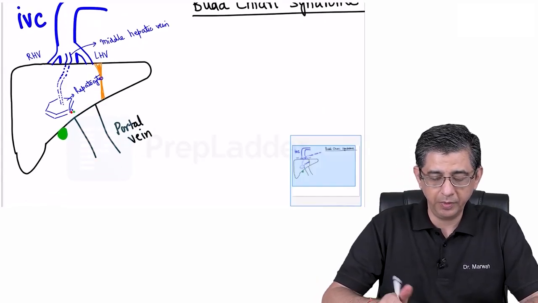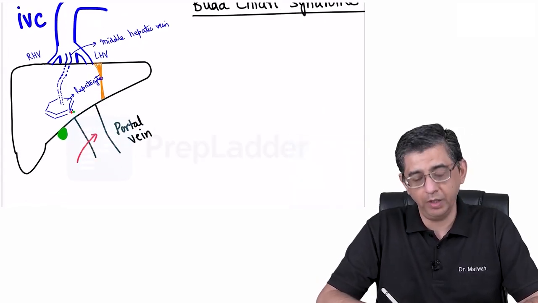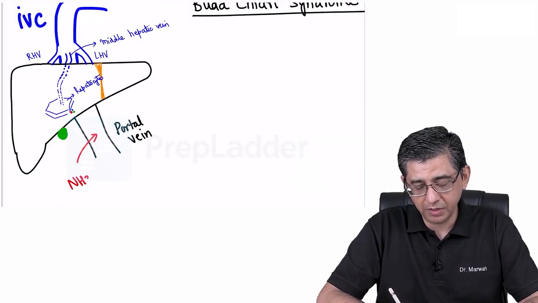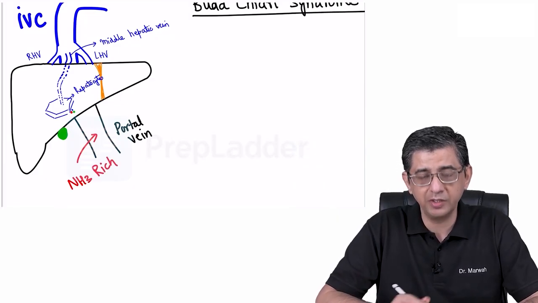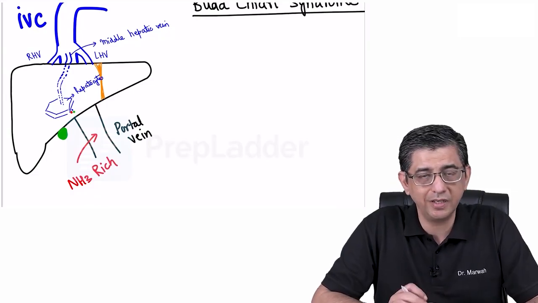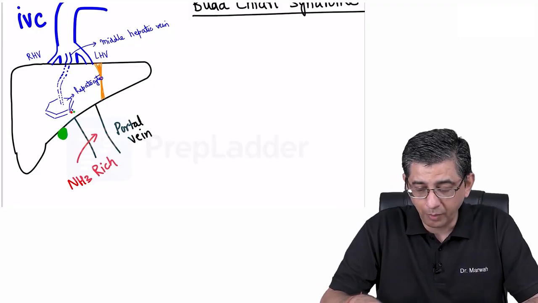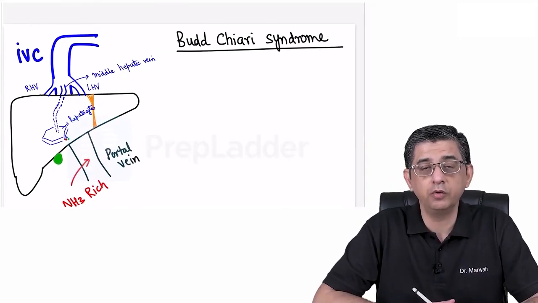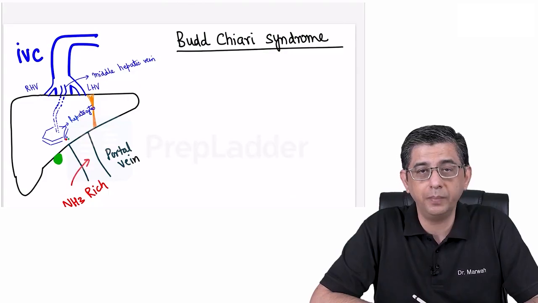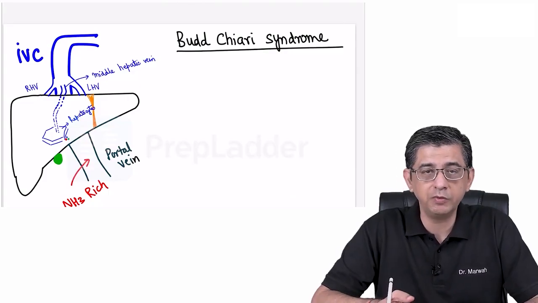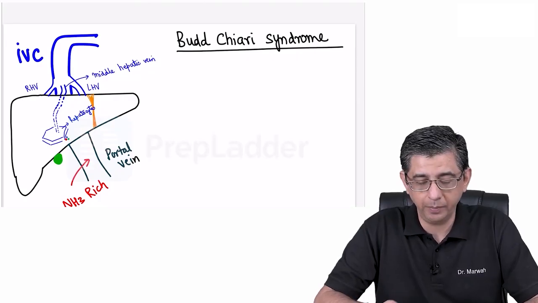The baseline information is that in the portal vein there is ammonia-rich blood, and the basic function of the liver is to detoxify this blood by combining ammonia with carbon dioxide and producing urea. But the problem in Budd-Chiari is that a thrombosis develops in the hepatic vein. In this diagram, I've shown the left, the middle and the right hepatic vein.